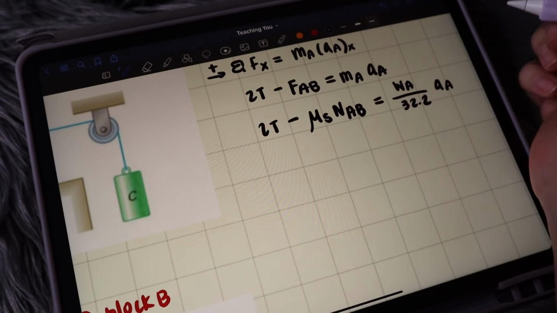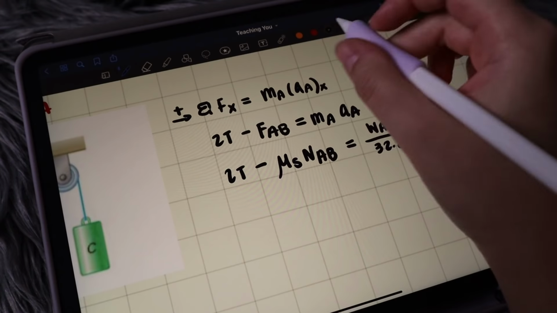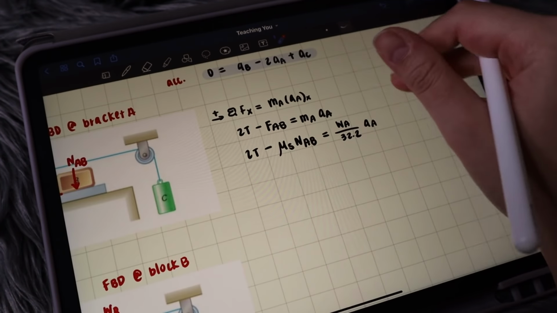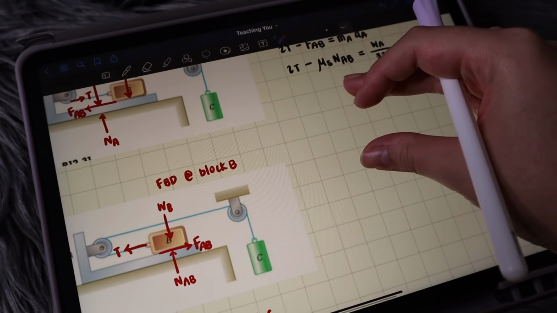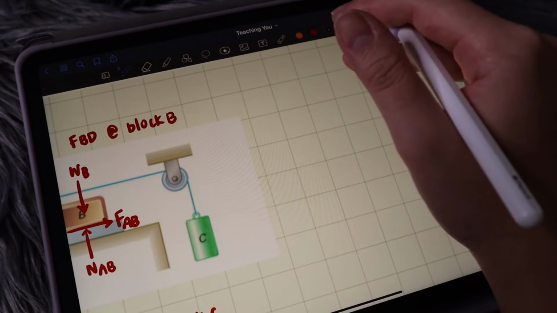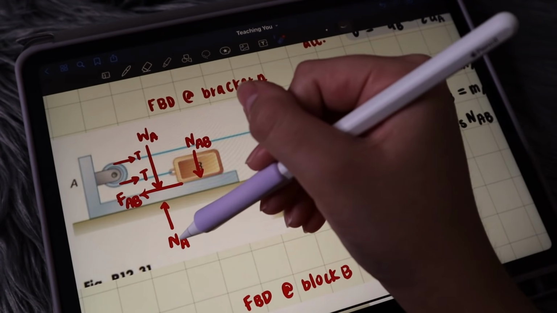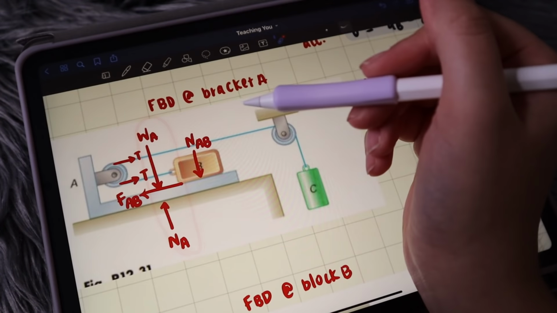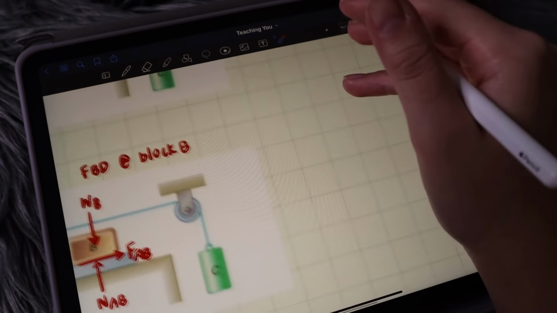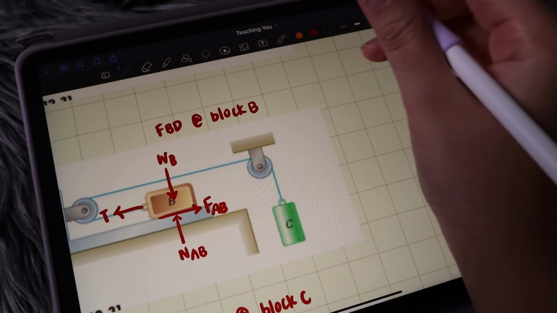Alright, so I think we can plug in a little bit more. We don't know this, but we might be able to find that in the next free body. So let's go ahead and move on to this one. I don't really think the sum of the forces in the Y will be helpful for this, so we're going to go ahead and just skip that for now.